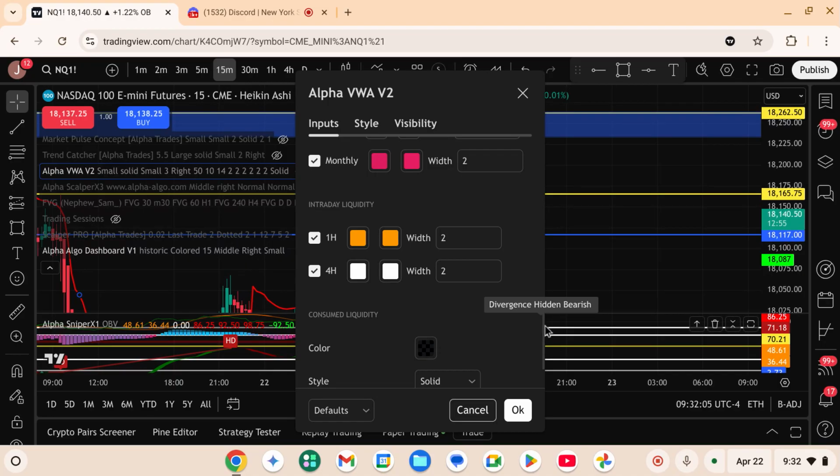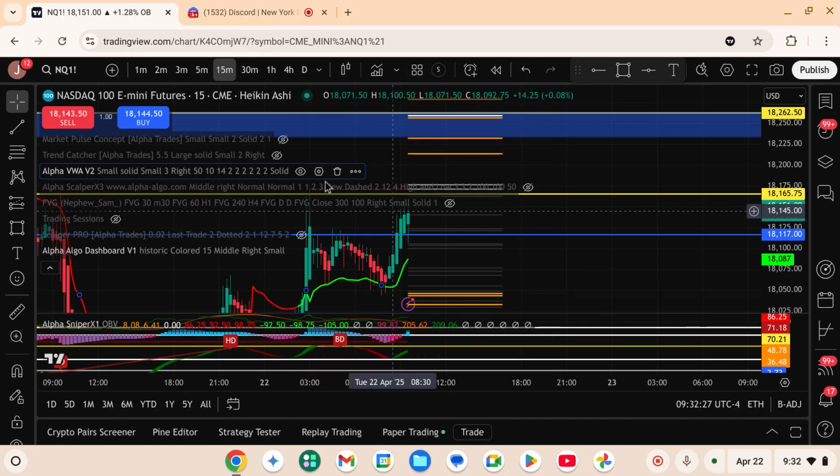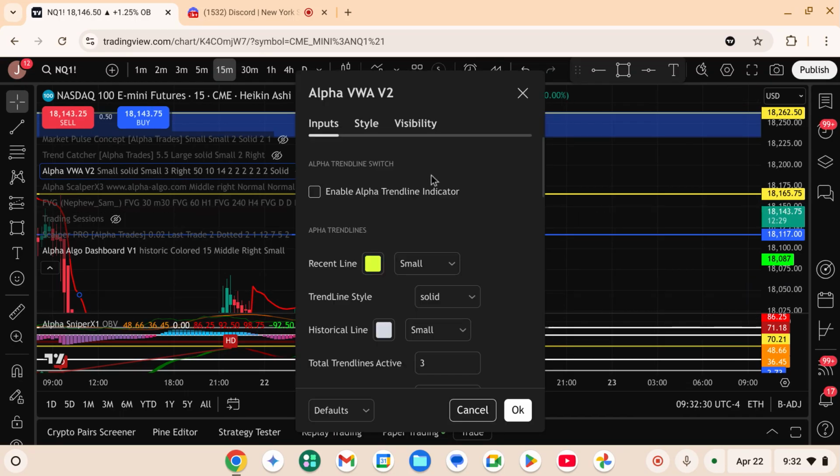He said his looks the exact same. All of the settings look the same, but on the chart it's different. You might have to delete the indicator and then re-add it and then try putting your settings that way. See if that changes anything. And if not, then I honestly don't know what's wrong with it.